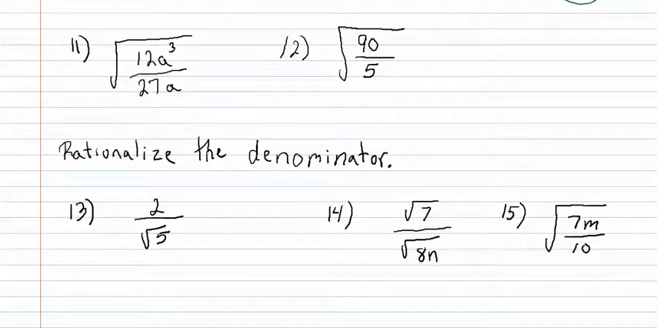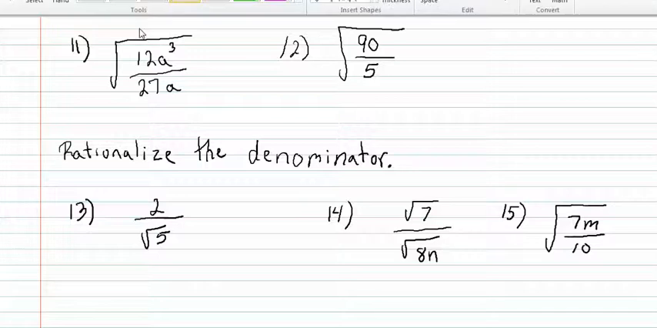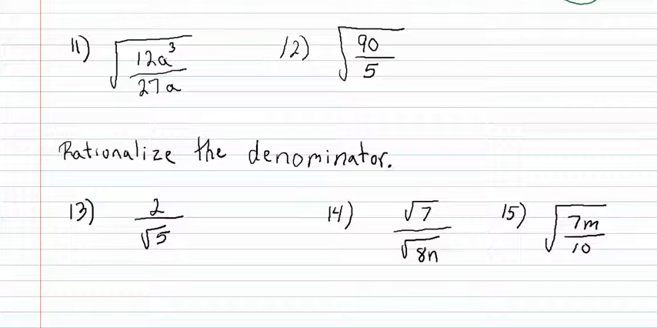Number 12. Okay, so now, can I simplify what's inside of here? Because I don't see a perfect square there nor there. Let's go ahead and simplify 12 and 27. Can I divide each of these by a 3? Can I take a 3 out of the 12 and make it 4? Can I take a 3 out of the 27 and make it a 9? Can I also make the top, by subtracting, an a squared?